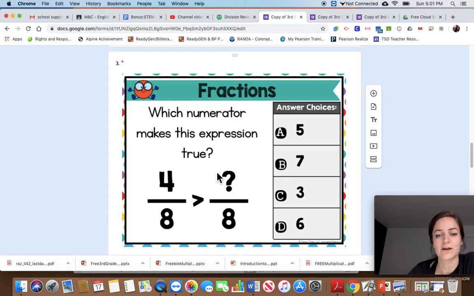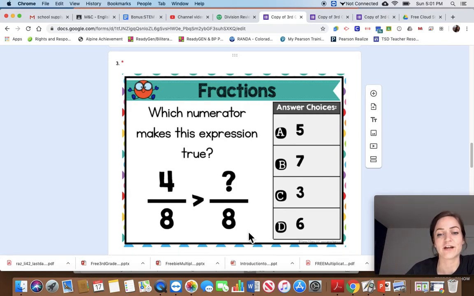Which numerator, remember numerator is the number on top, denominator is the one on bottom, denominator down. Which numerator makes this expression true? 4/8 is greater than what over 8? So is 4/8 greater than 5/8? Is 4/8 greater than 7/8? Is 4/8 greater than 3/8? Or is 4/8 greater than 6/8? Go ahead and write down your answer and come back when you're ready to find out the correct answer.